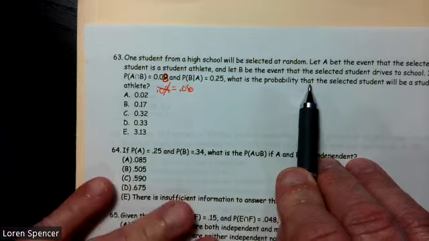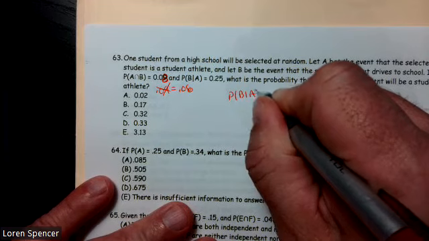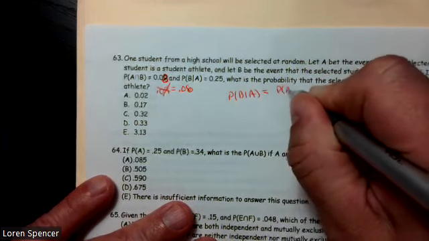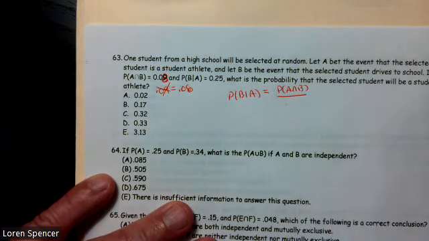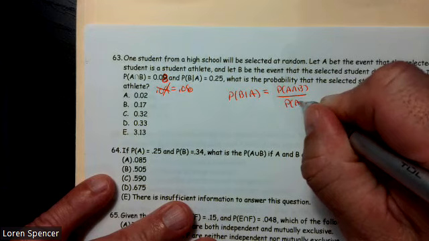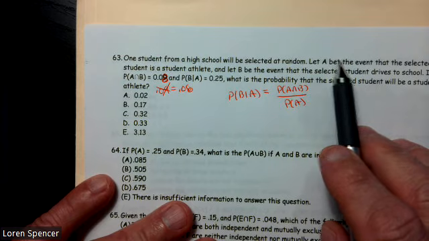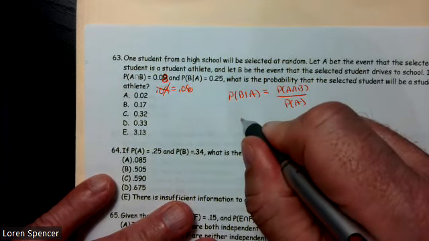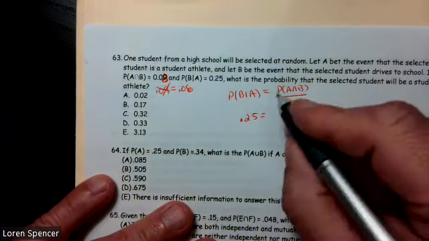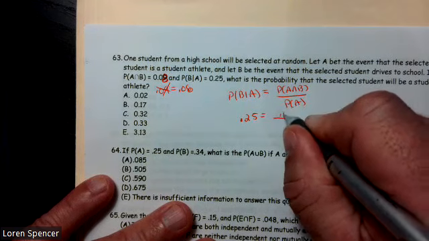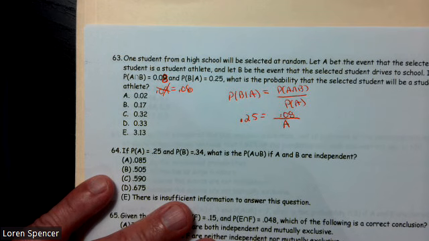All right. So we have the probability of B given A, which equals the probability of A and B over the probability of A. So let's start plugging in what we know. All right. So we know B given A is 0.25. And they said A and B is 0.08. But what we don't know is the student athlete part, which we're just going to call A.